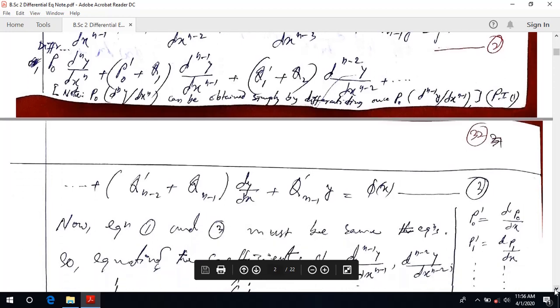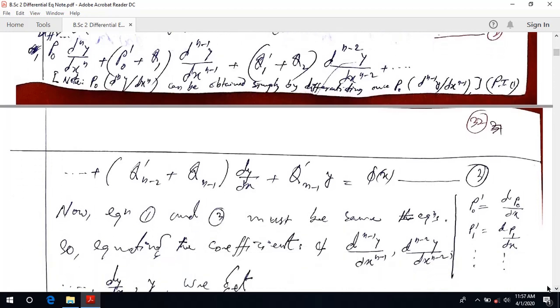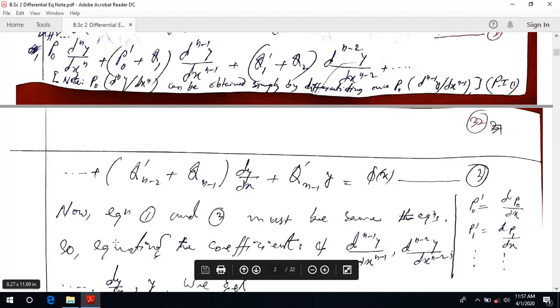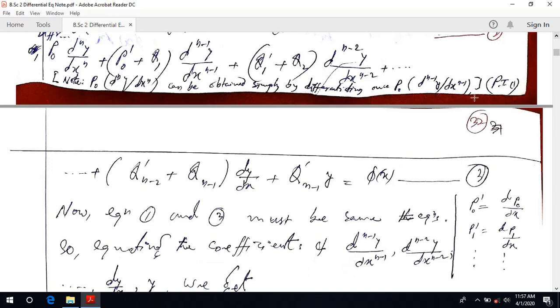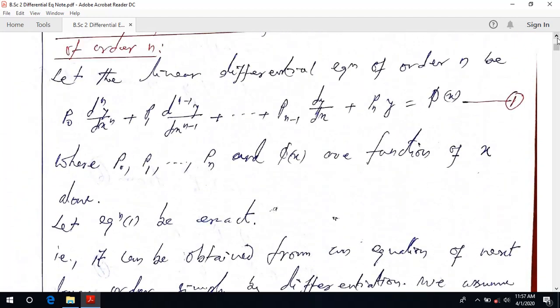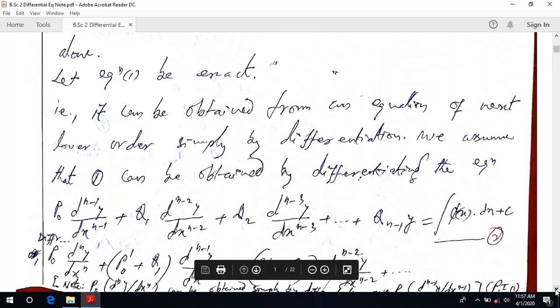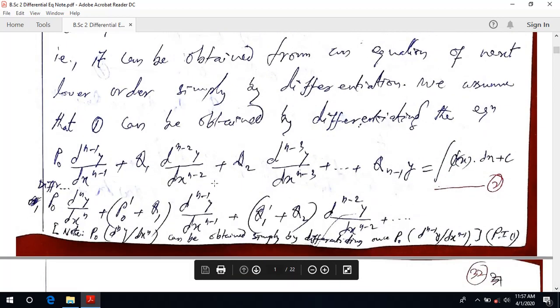So what is equation 3? Equation 3 is obtained from equation 2 by differentiation. Now equation 1 and equation 3 must be the same equation. Why is it so? Why must equation 1 and equation 3 be the same? Because it is our hypothesis, our assumption, that equation 1 is obtained from equation 2, just by differentiation.